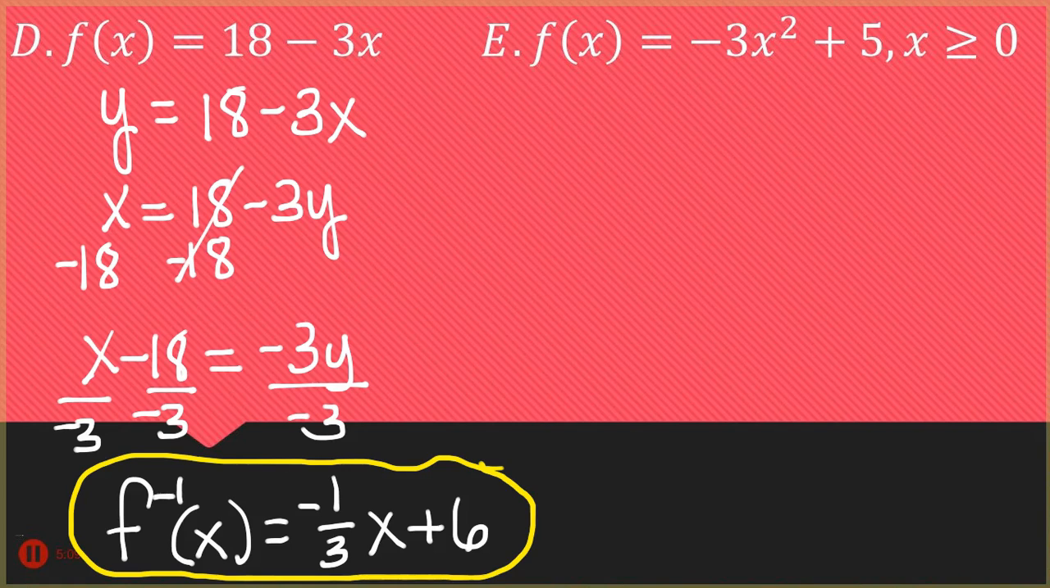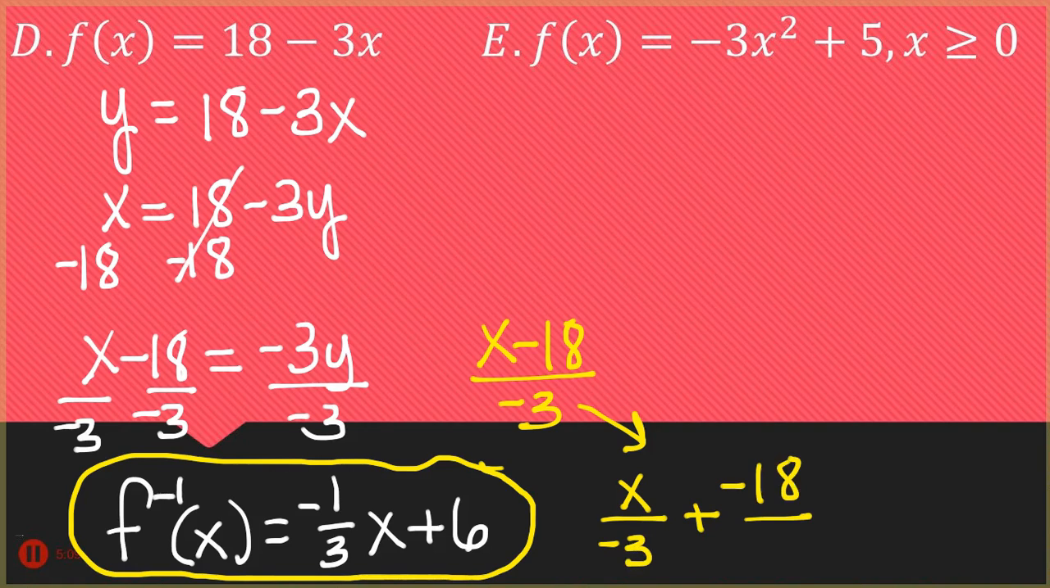Now I did simplify this. So if you got x minus 18 over negative 3, that is the same answer, and I would accept that, but realize that if it's a multiple choice question, the answer will be simplified. So what I did was I separated this into 2 fractions, and I wrote it as x over negative 3 plus negative 18 over negative 3. And that's how I got my simplified inverse function.